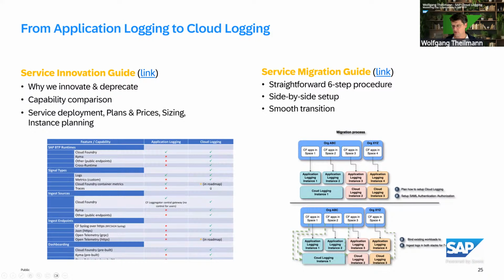To support now the transition from application logging to cloud logging, we provided two guides. First is the Service Innovation Guide, which basically explains in detail why we innovated, why we deprecate application logging, and then gives you detailed insight on the new capabilities or the differences that are there between the two ones, and gives good guidance how to plan for nice proper service deployment, how to make use of the available service plans, how to understand the pricing, to do sizing, instance planning, and all this stuff.